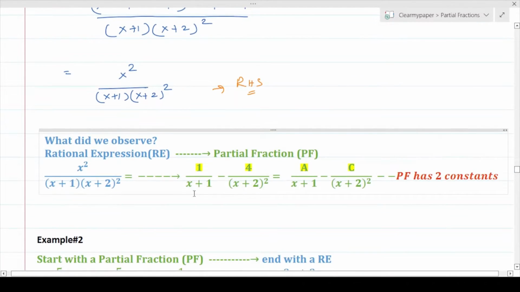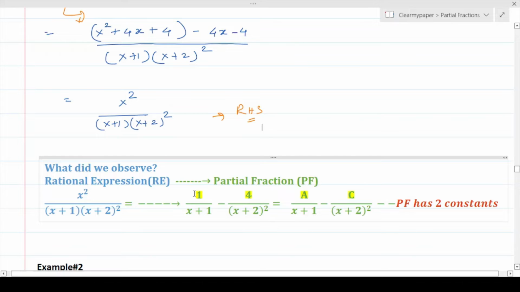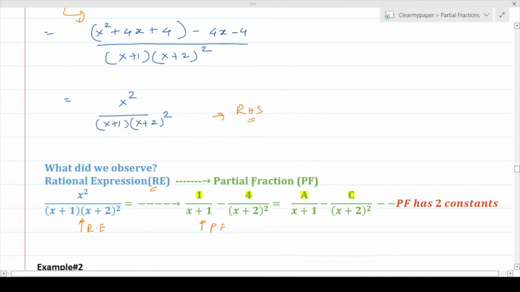So what did we observe here? The first thing is, what did we observe here? This was your rational expression, RE, and this was your partial fraction. Although we started from this and ended, don't worry about that now. Now we know what the pair of rational expression and partial fraction looks like. So this is our rational expression and this is your partial fraction.